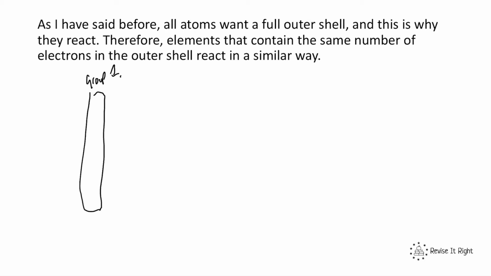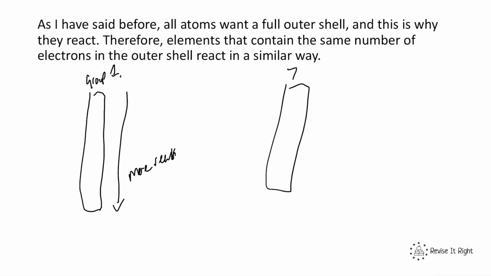You can also predict the reactivity as you go down a group. This is called a trend in reactivity. For example, in group 1, elements get more reactive as you go down. And in group 7, on the other hand, elements get less reactive as you go down. And we're going to explain these in the next few videos. But for now, just understand that this is why elements in the same group behave in a similar way, because they have the same number of electrons in their outer shell.